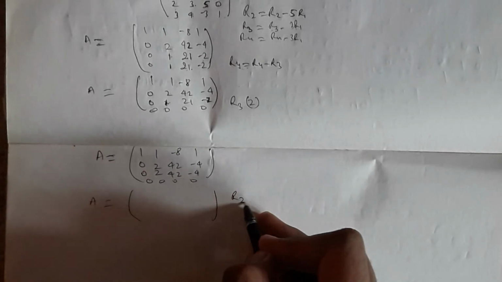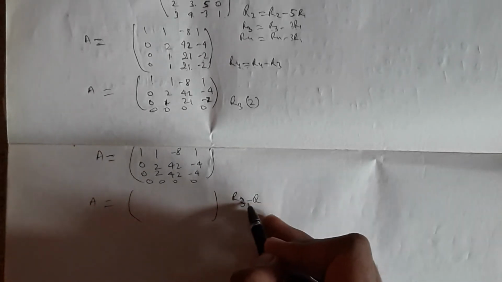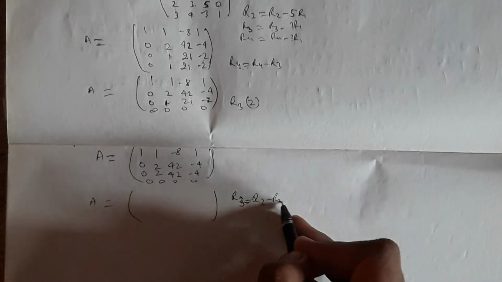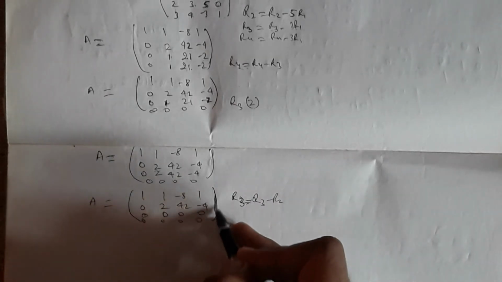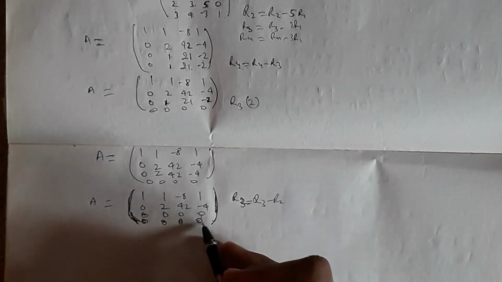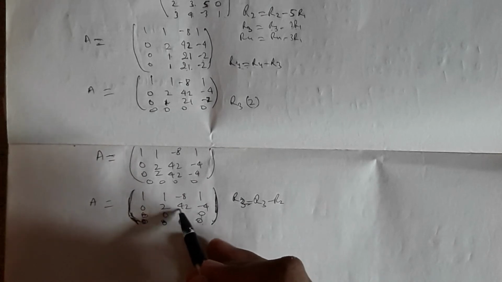Now apply the operation R3 = R3 minus R2. 1 1 minus 8 1, 0 2 4 2 minus 4, and when we subtract the third from the second, this gives me 0, this gives me 0. So the last two rows are 0 0. Now there is no condition to make the second row 0 0.